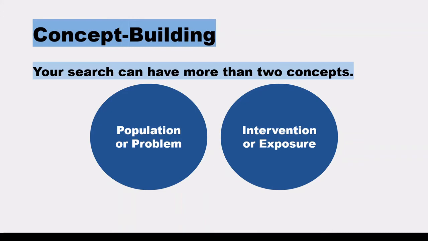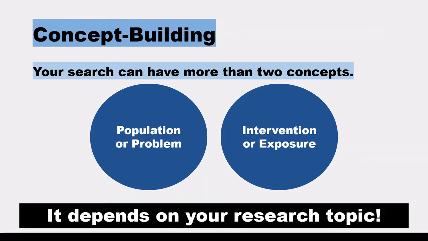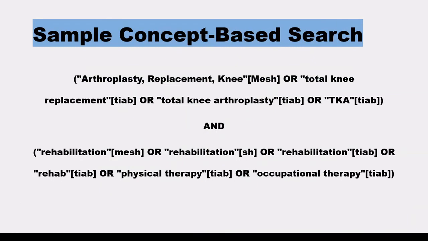If we are working on a clinical or interventional question, it often makes sense to create 2 concepts, one for our population and one for our intervention. But how you really do it depends on your topic. Based on the example I just gave, a good search might look like this.